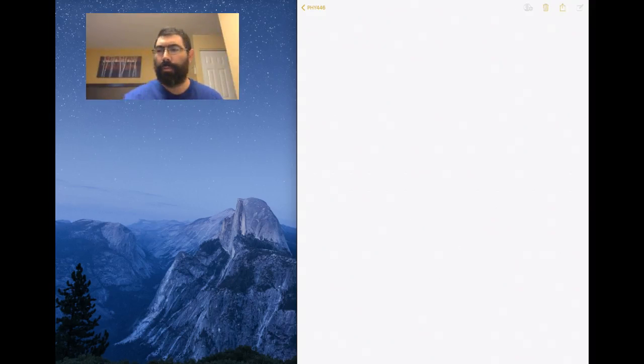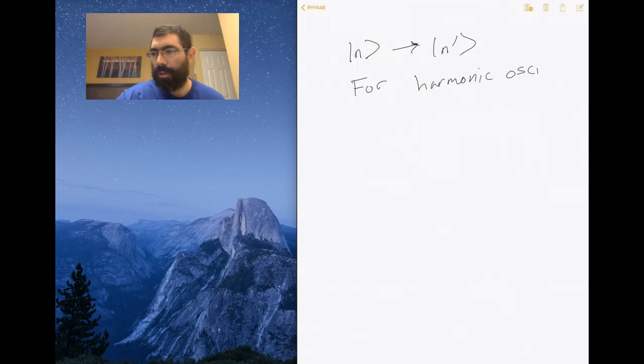Let's consider how to go from a state n to a state n prime for the harmonic oscillator. Well, we can do this because we've now come up with a raising operator and a lowering operator. So let's say, for the sake of argument, that I want to lower n down to n prime.